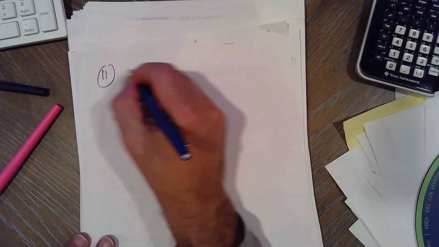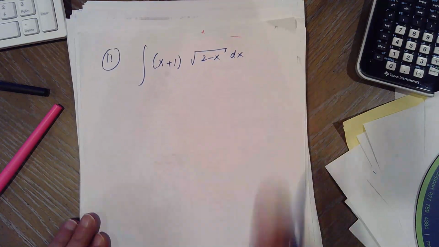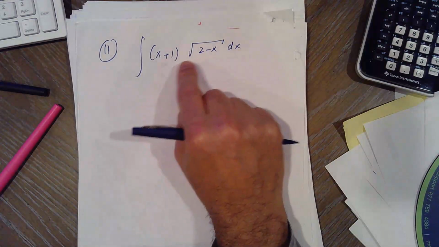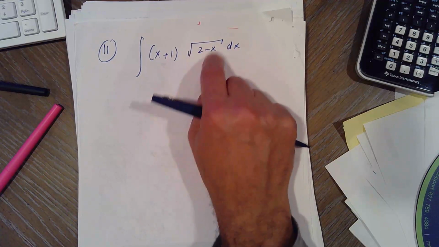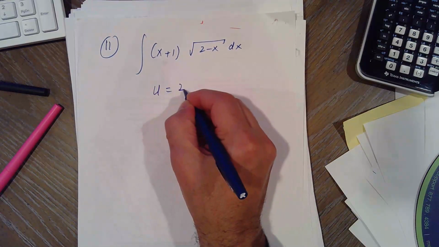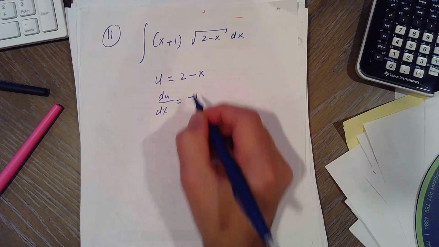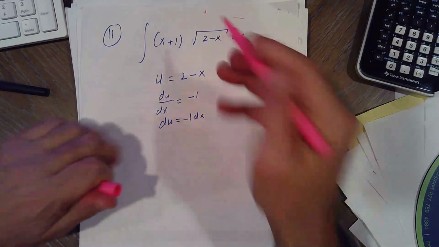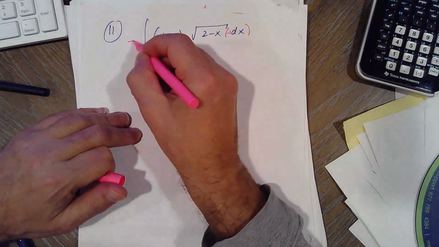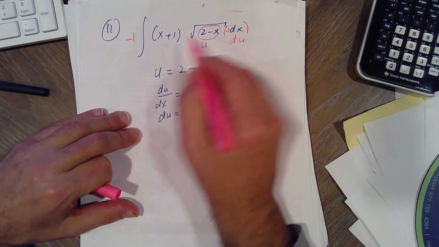Okay, number 11, integral of (x plus 1) root (2 minus x) dx. It looks like if we do u equal this, there's no derivative, it's 1. So what makes sense, we're going to do the 1 under the square root as usual and see what happens. So du/dx is negative 1, so du is negative 1 dx. So we need a negative 1 here to make up for that. This is du, and this is u, but we still have x plus 1.